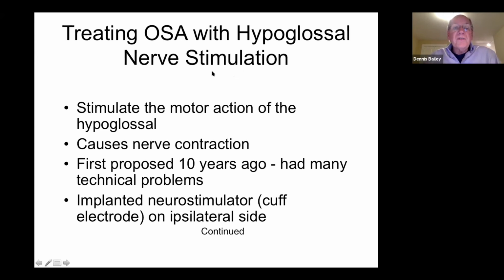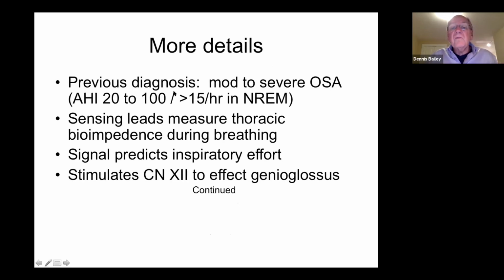So hypoglossal nerve stimulation is designed to stimulate the motor action of the hypoglossal, through the hypoglossal nerve, cranial nerve, causes nerve contraction, first proposed 10 years ago, but they had many technical problems. And this really, 10, 15 years ago, when they were first proposing this, there were a lot of problems. So it's an implanted neurostimulator cuff or electrode on the ipsilateral side of the nerve. And it's required that there be a previous diagnosis of moderate to severe OSA. There's sensing leads that measure thoracic bioimpedance during breathing. The signal predicts inspiratory effort, and it stimulates the 12th cranial nerve to affect the genioglossus. Okay?